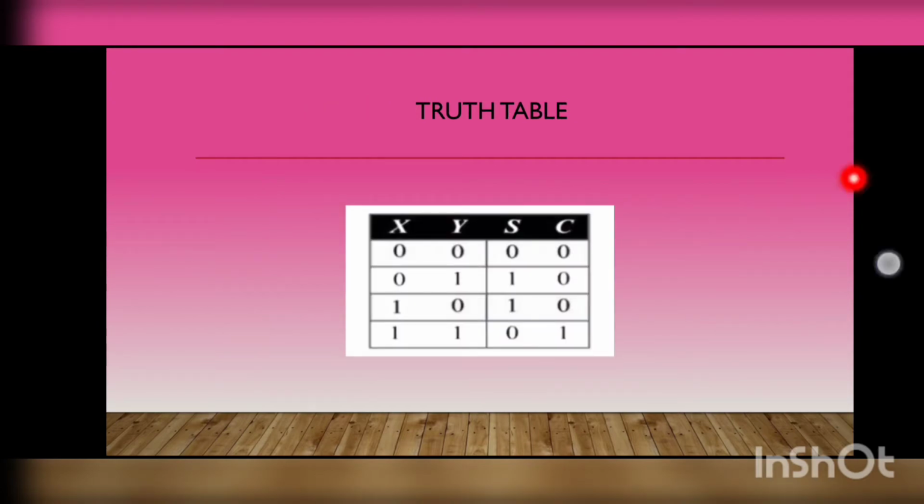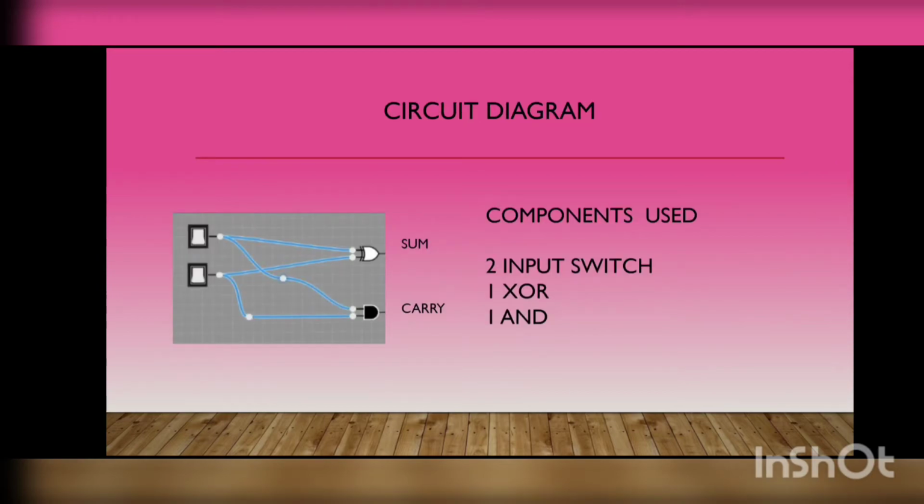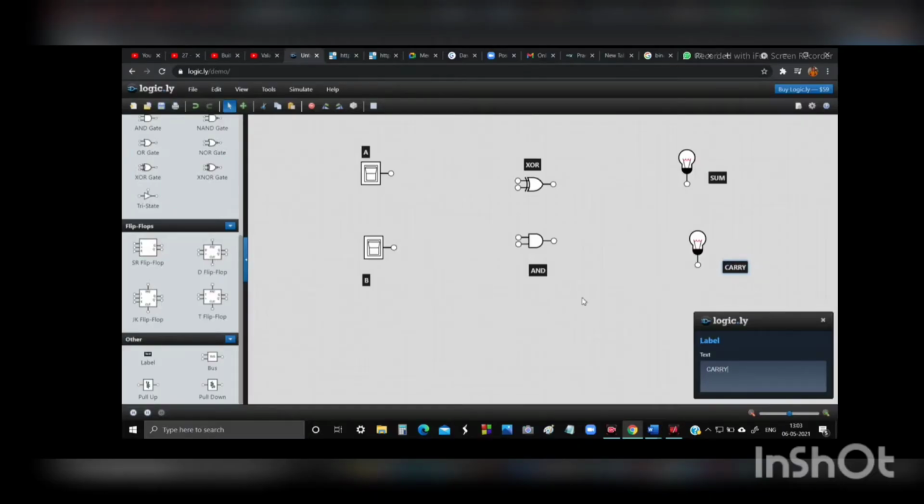This is the truth table for half adder. This is the Boolean expression and this is the circuit diagram. The components used are two input switches, one XOR, one AND. Now let us check the outputs.